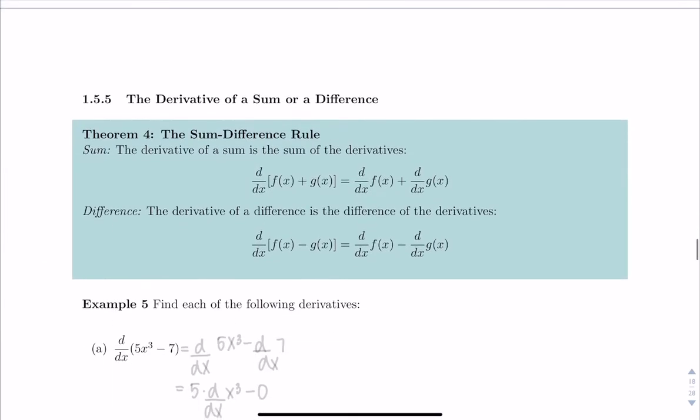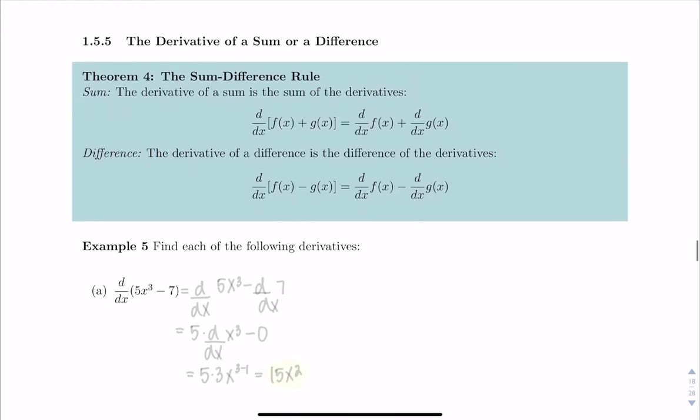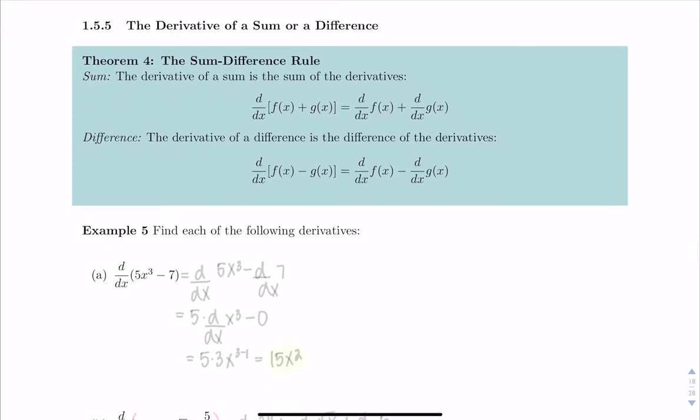The next rule is the sum difference rule. So the derivative of a sum is just the sum of the derivatives. So we find the derivative of each piece and then we add them together when we're done. Same thing goes for the difference. I find the derivatives of each term or each function and then I subtract them. So we can find each of the following derivatives.